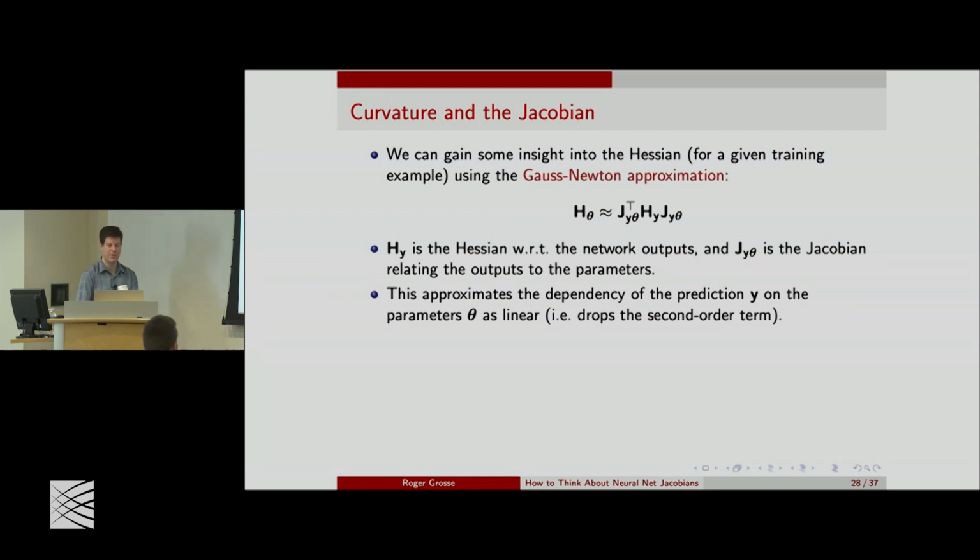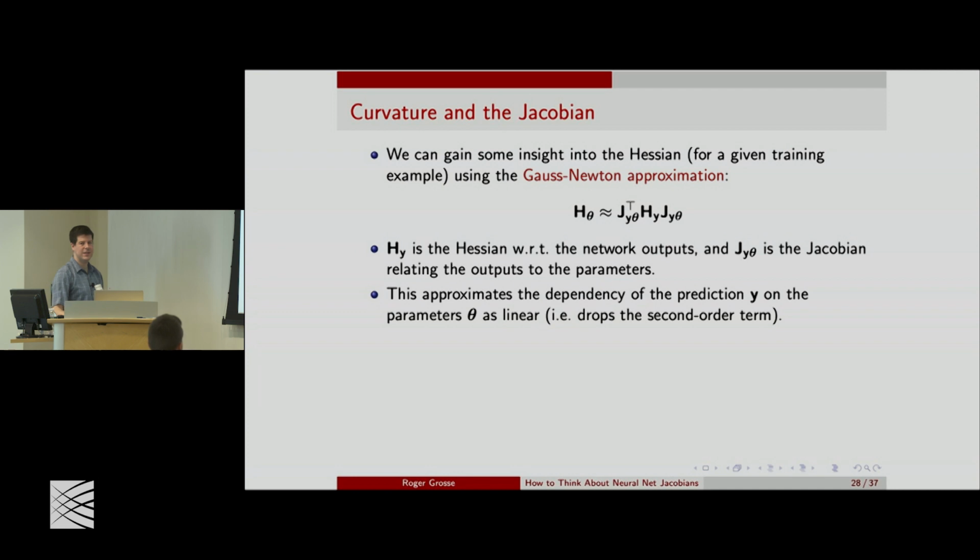Here we're looking at a single training example. The Hessian of the full cost function will be a sum of this thing over all of the training examples. But basically, we're approximating the Hessian with respect to the optimization parameters using the Jacobian J_yθ. This is the Jacobian of the network outputs with respect to the parameters. That's different from what we've been looking at so far. We've been looking at the Jacobian with respect to the inputs.